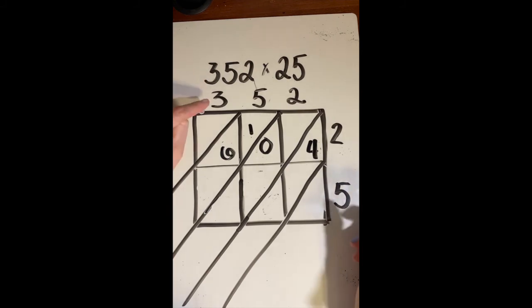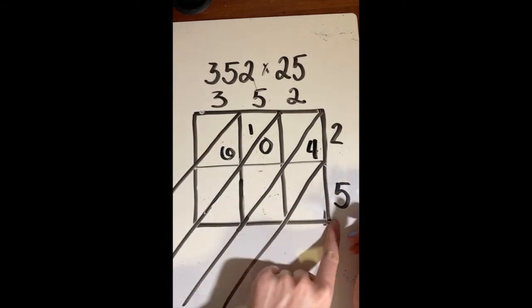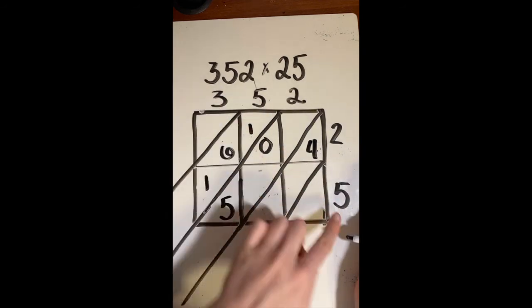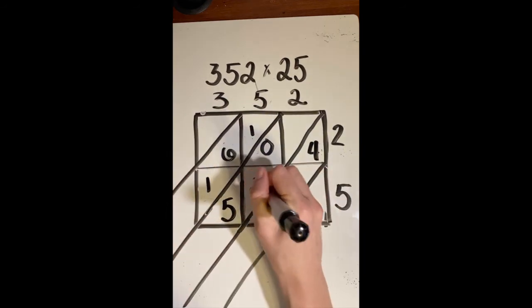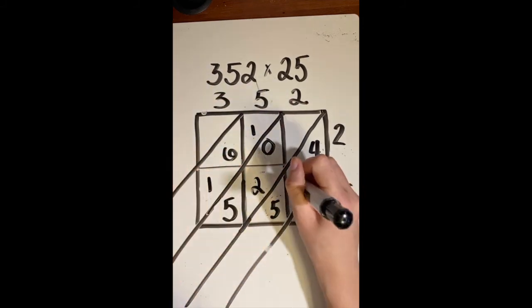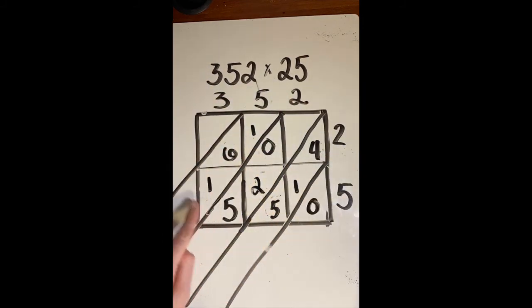Now next step. So we have 3 times 5 is 15. 5 times 5 is 25. And 2 times 5 is 10. So see how these numbers are written across? So now all I have to do is add up my partial products.